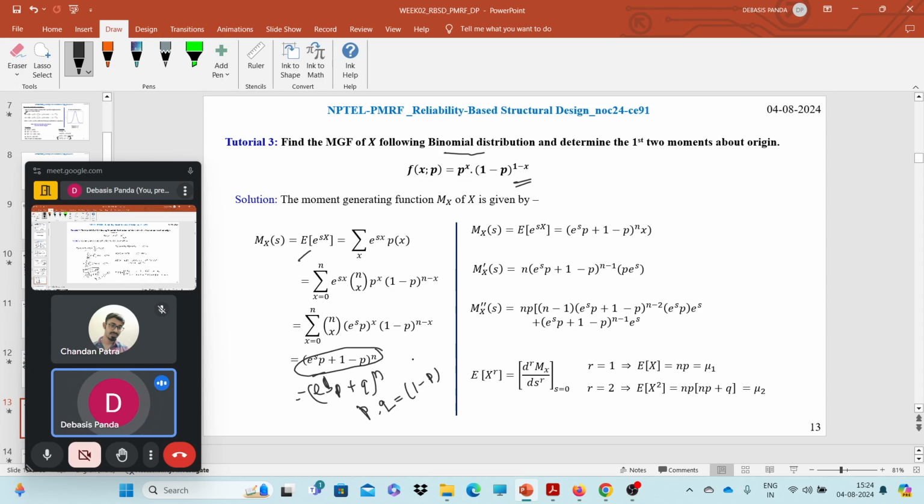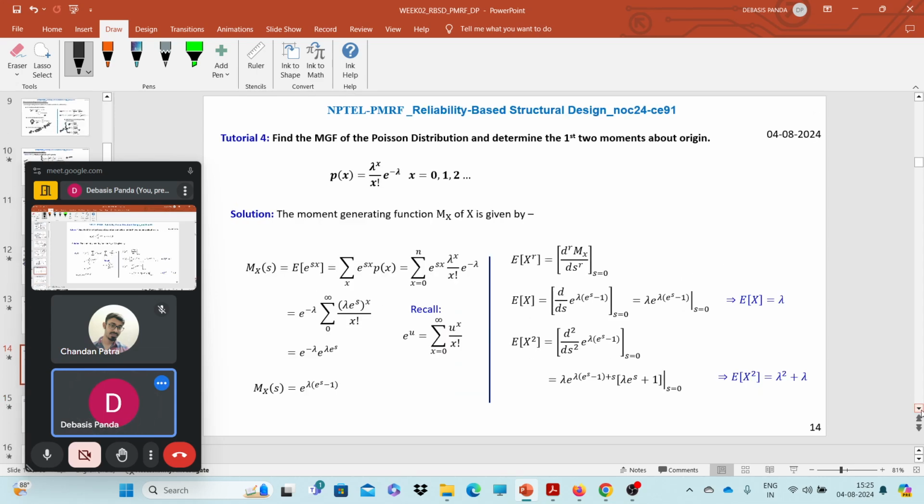Now from the moment generating function you can find the moments. For the first moment, you just need to differentiate it with respect to s, and take the value at s equals 0. You will find that the first moment, the mean, is equal to np. And if you find the mean square value, you will get np(np plus q). Now you have the variance formula and you can easily calculate the variance also. Variance will be E of X squared, that means this value, minus (np) squared. So you will find the variance also.